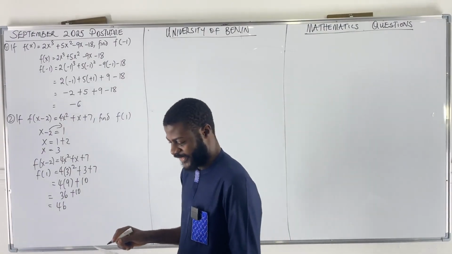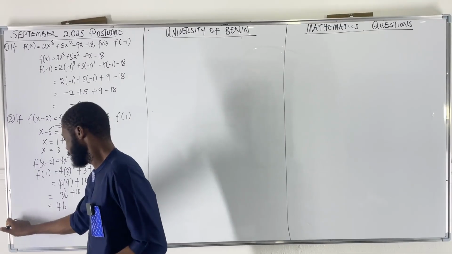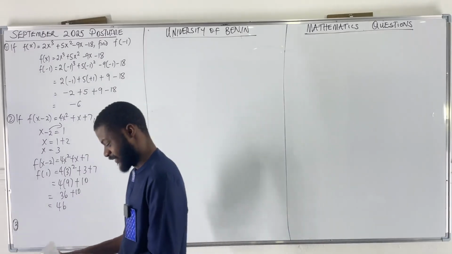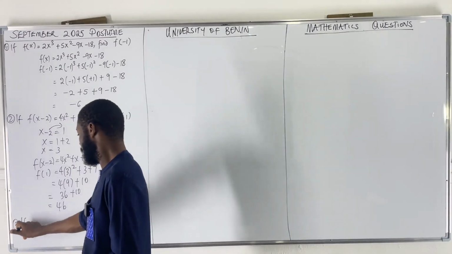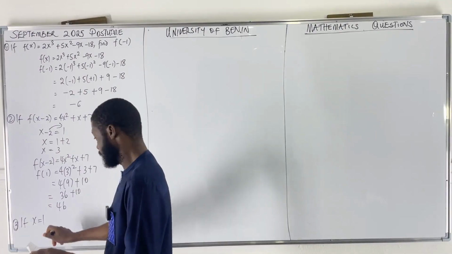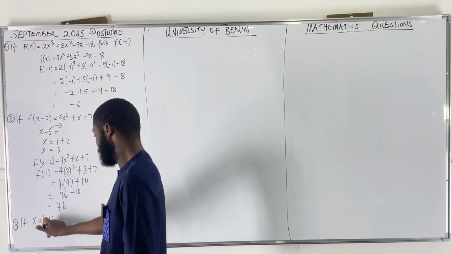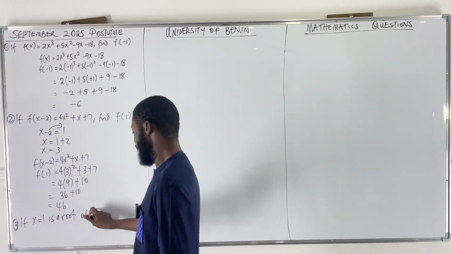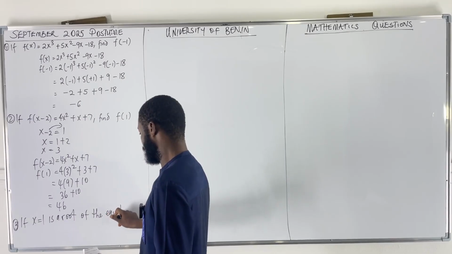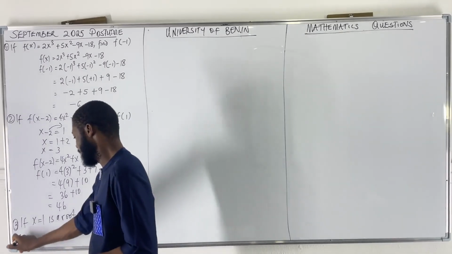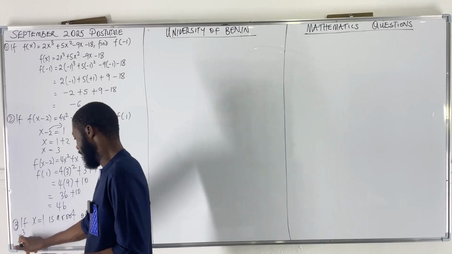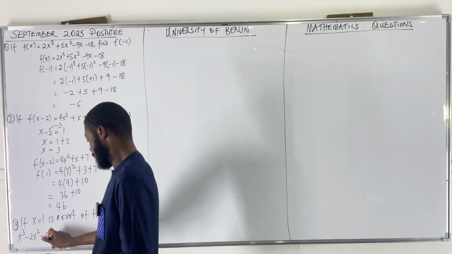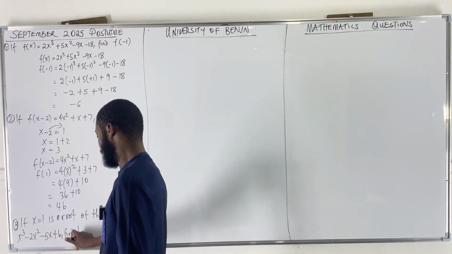The third one. Okay, number 3. I'm going to add an extra to this. If x equal to 1 is a root of the equation, they've asked this question before, is a root of the equation x cubed minus 2x squared minus 5x plus 6, find the other root.